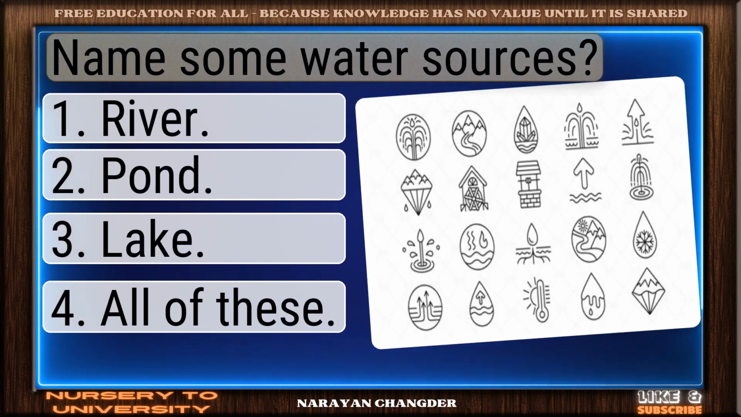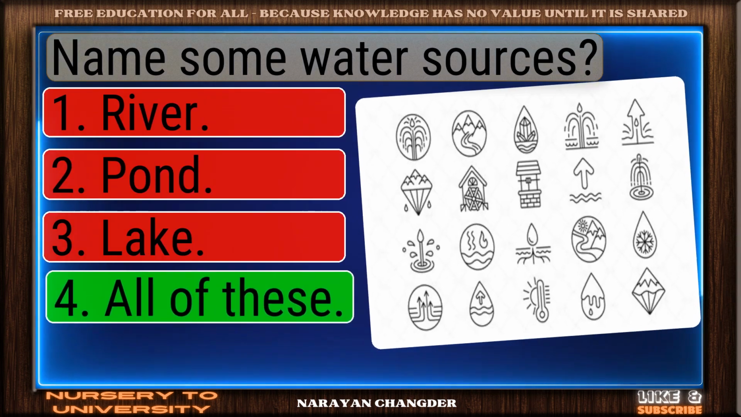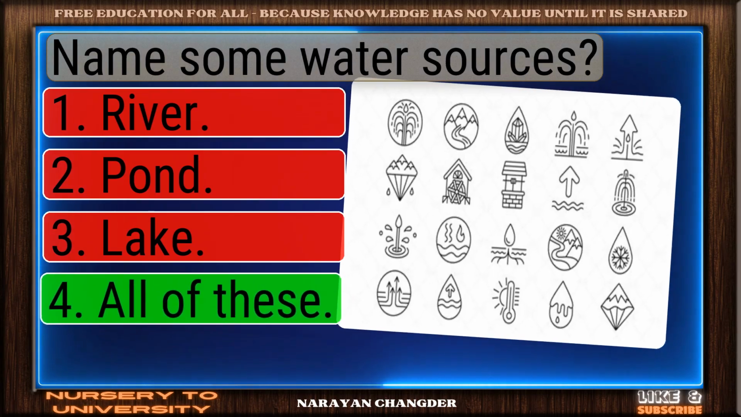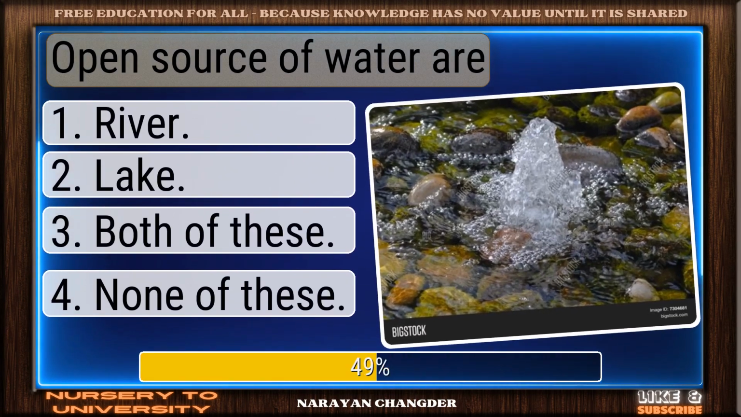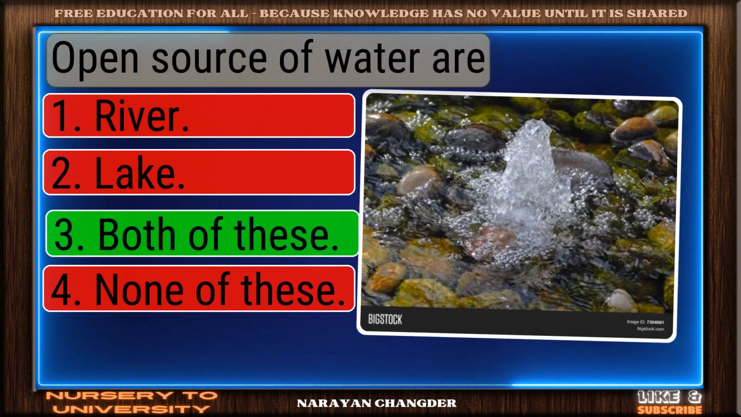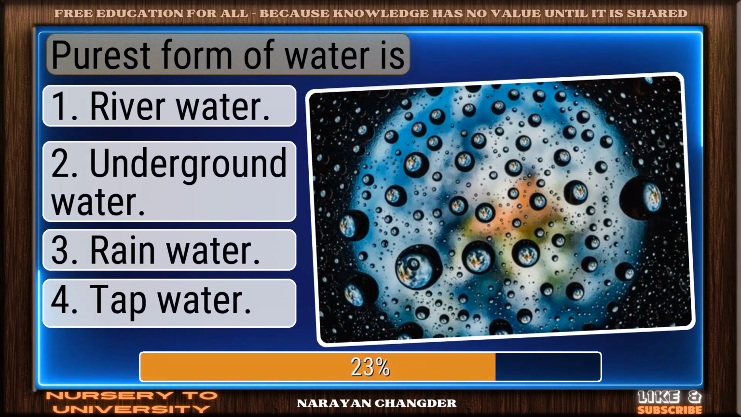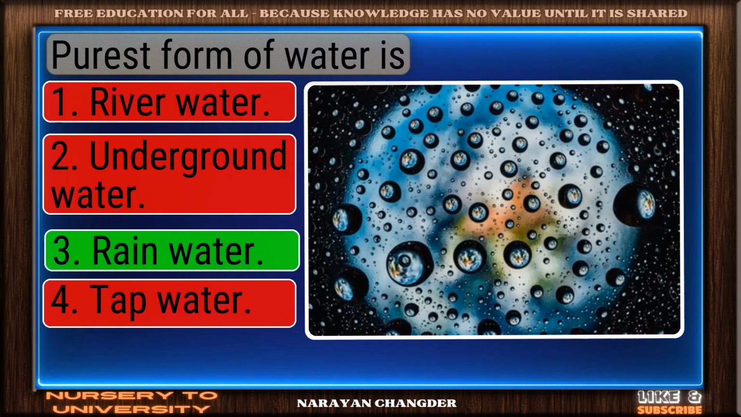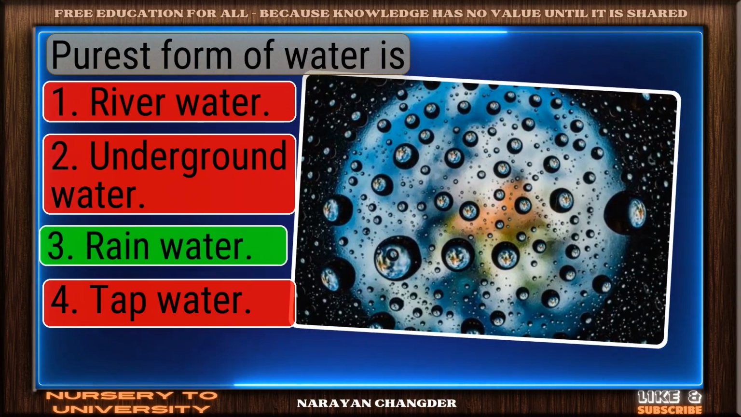Name some water sources. Nicely done. All of these is a solid answer. Open sources of water are. Correct. Both of these is the right answer. Purest form of water is. Smart pick. Rainwater is the correct choice.